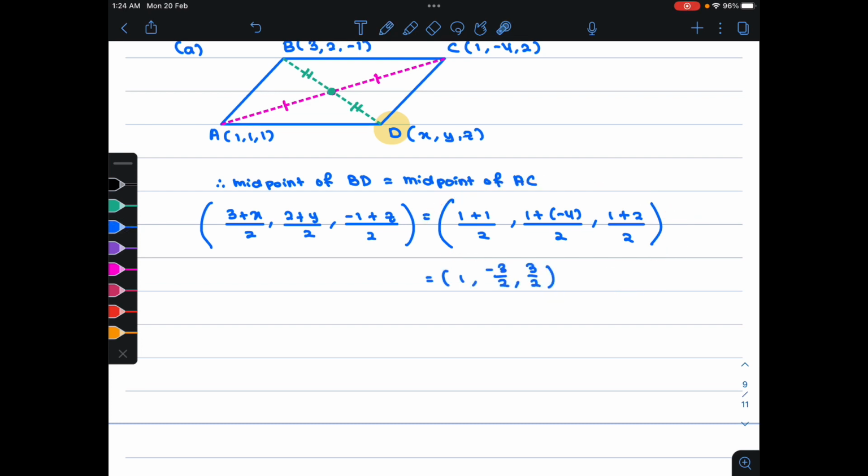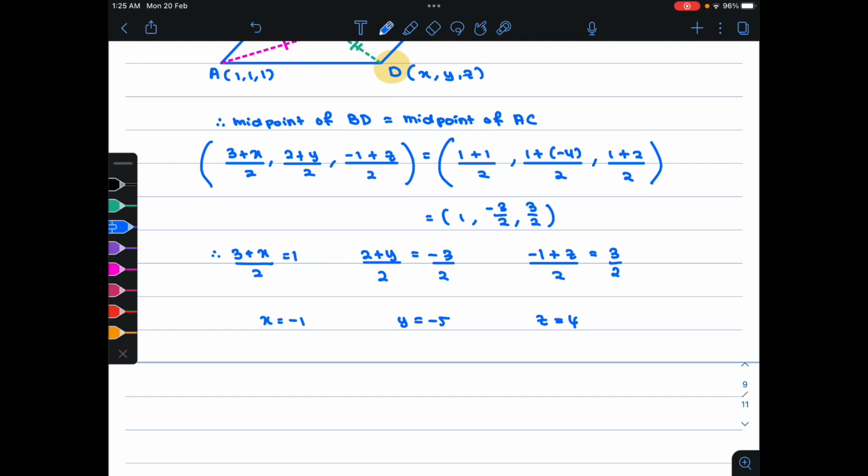So now we can compare the midpoint of AC with the midpoint of BD. So for the x coordinate, it is this one, and when you solve it, x is -1. And for the y coordinate, it will be these two, which will give us y equal to -5. And for z, it is these two, which will give us z equal to 4. So that's how we find the coordinate of D. Since point D is (x, y, z), it is (-1, -5, 4).